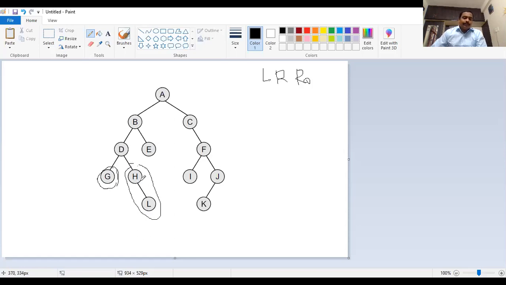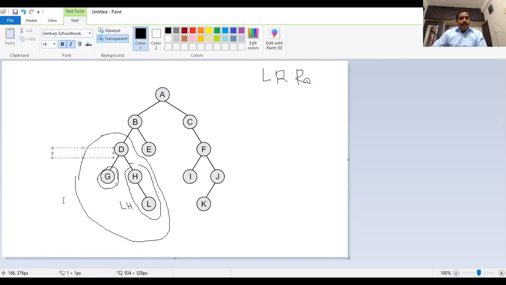In this portion, first the left side, there is no left node, then the right side L, then the root node. So what is the output of this? L, then H. So LH will come here. LH is over. So this entire portion, how will we write it?